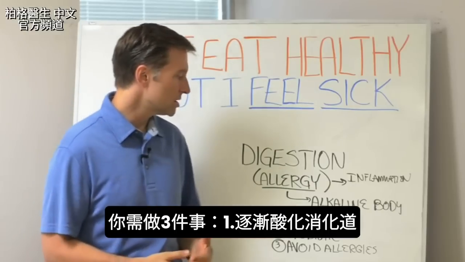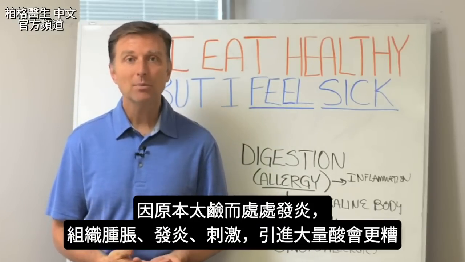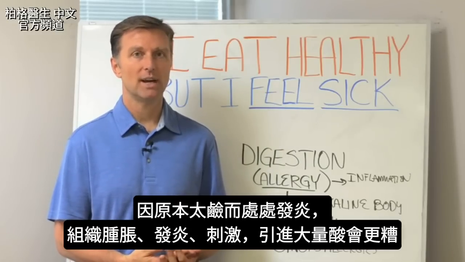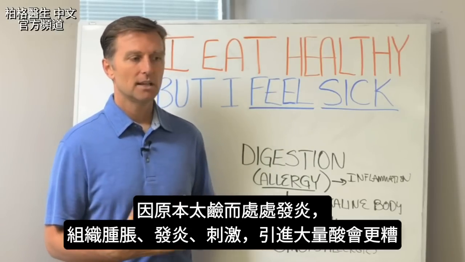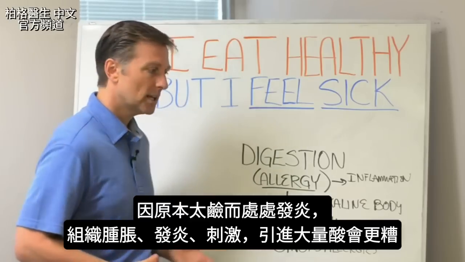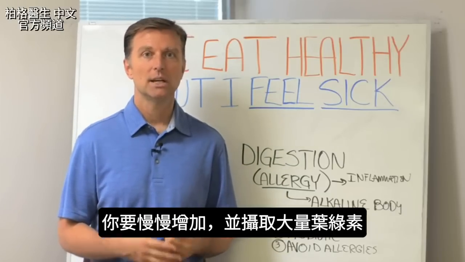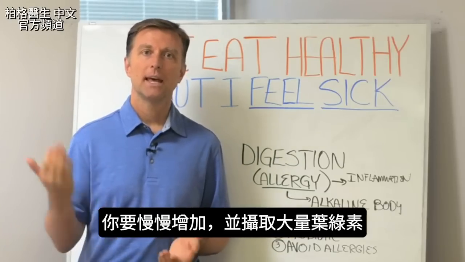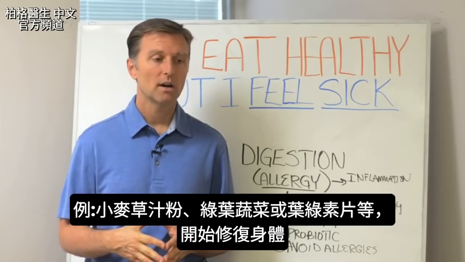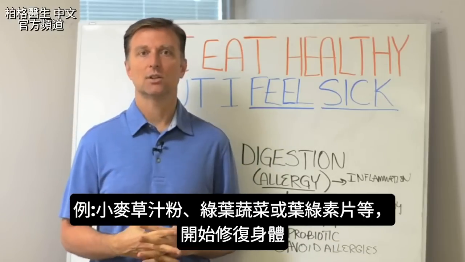So a couple things you need to do is, number one, over time, acidify your digestive tract. The problem you're going to run into is if you're too alkaline, you probably have a lot of inflammation in there right now. So you have tissue that's probably swollen, inflamed, irritated. So dumping a lot of acid might make you worse. So you're going to have to slowly do it over time and maybe put a lot of chlorophyll in your body. Wheatgrass juice powder would work, or leafy greens, or some type of healing agent, chlorophyll tablets.